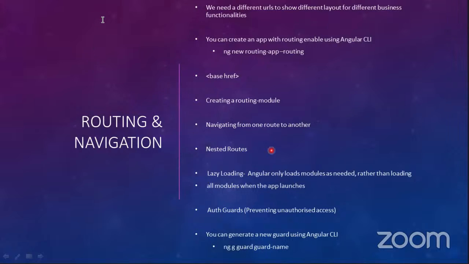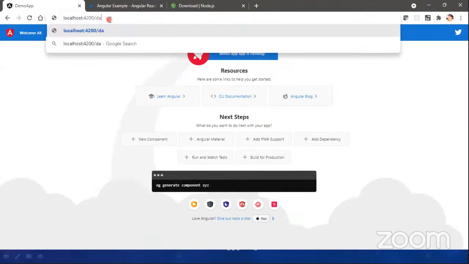Nested routes are not only like you can have dashboard, you can have dashboard slash something like home or something. So this is a nested route. This dashboard will act as your parent route, and this will be a child of this dashboard. So in that way also we can create with the help of routing and navigation.